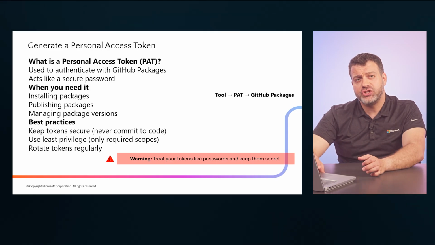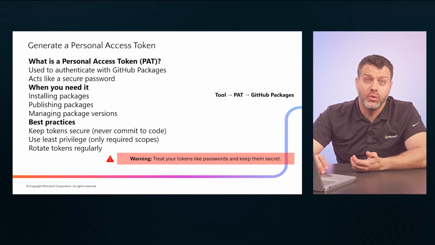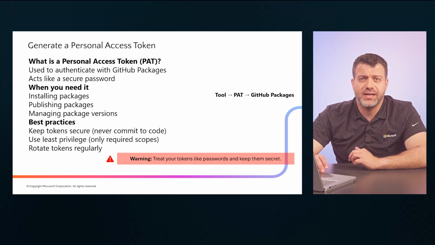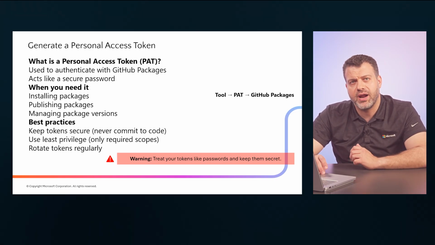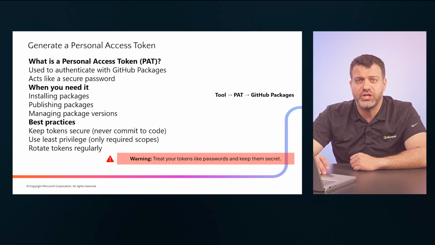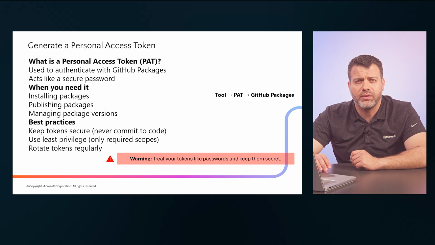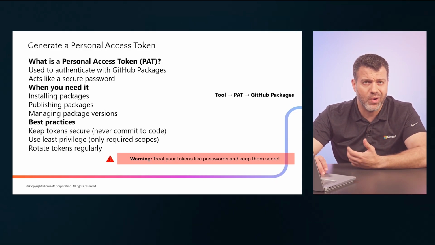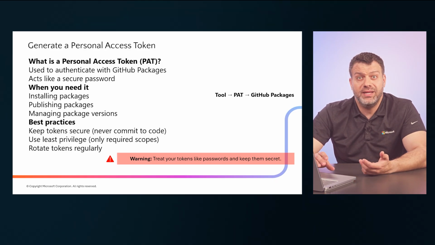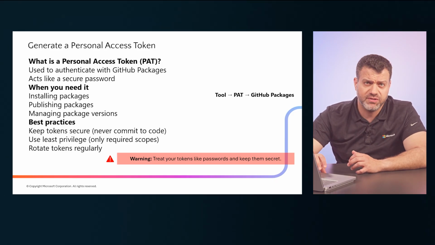To interact with GitHub Packages, you need to authenticate securely, and that's where a PAT, or Personal Access Token, comes in. A PAT is essentially a secure credential that acts like a password when your tools connect to GitHub Packages. You use it for actions like installing packages, publishing new versions, or managing existing packages. And instead of using your actual account password, you generate this token with specific permissions, such as read access or write access to the package. This is important for security because it allows you to limit exactly what can be done with that token. So you build that token for a very specific job.